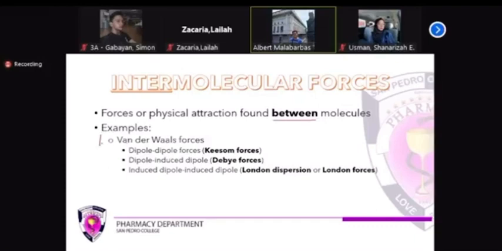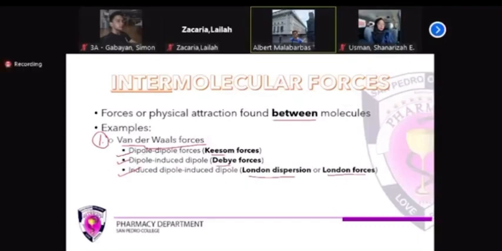Now, there are 4 types of intermolecular forces. This is the first type of intermolecular force, your van der Waals forces. Van der Waals forces have 3 subtypes: dipole-dipole, dipole-induced dipole, and induced dipole forces. The other names are located on the right side: dipole-dipole is Keesom, dipole-induced dipole is Debye, and induced dipole is London, or dispersion forces.